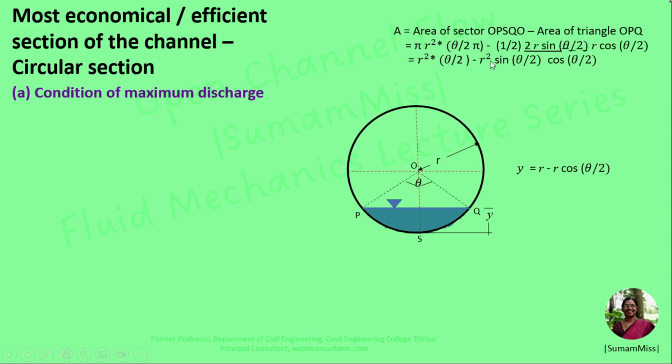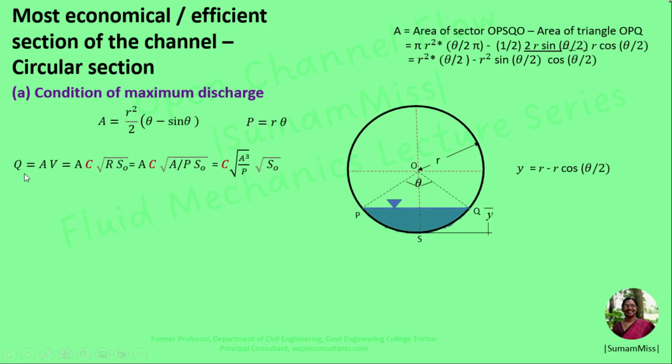So it becomes r square theta by 2 minus r square into sin theta by 2 into cos theta by 2. If you take r square by 2 outside, then it becomes r square by 2 into theta minus 2 sin theta by 2 cos theta by 2, or A equal to r square by 2 into theta minus sin theta. Then the wetted perimeter, that is PSQ, is equal to r theta.